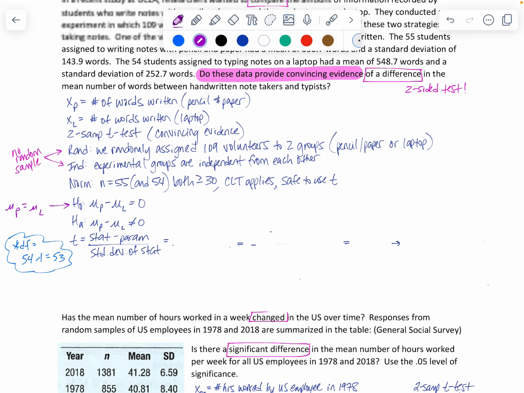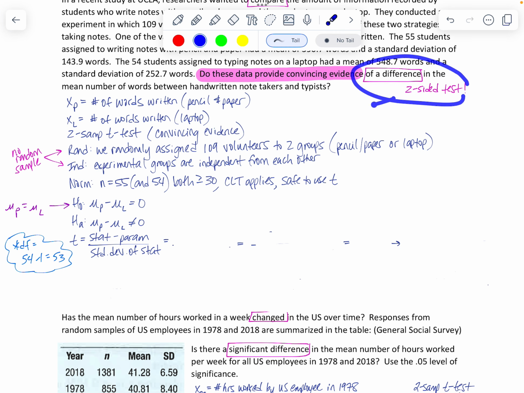And we talked already about how the wording up here gives us a 2-sided test. That means the mu P minus mu L is not equal to 0 because I do not have any inclination about one being greater than or worse than the other. Here's our formula from the formula sheet, and it is a T for a test statistic. Remember, we use Z's for proportions. We use T's for means when we don't know the sigma for the entire population, which we don't.